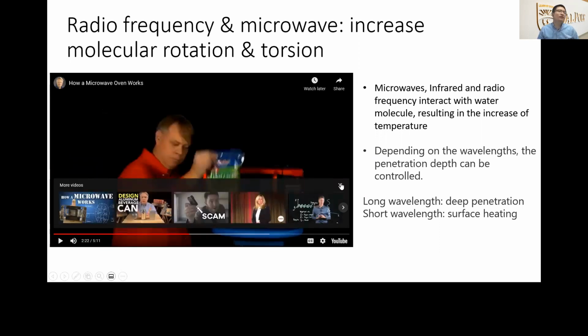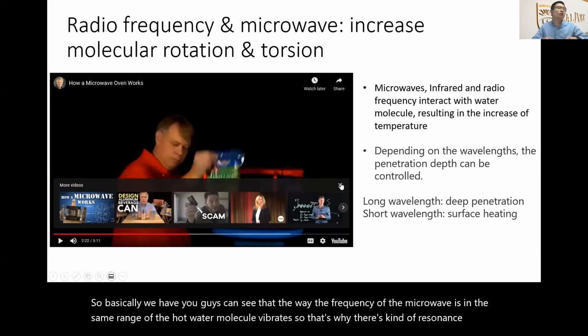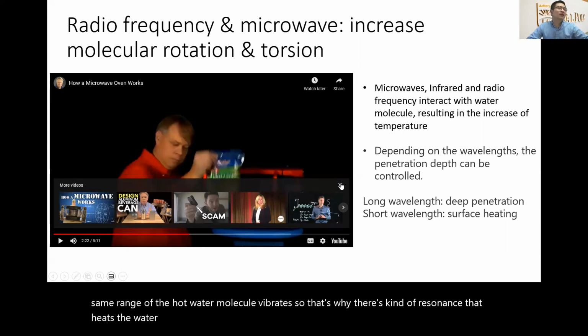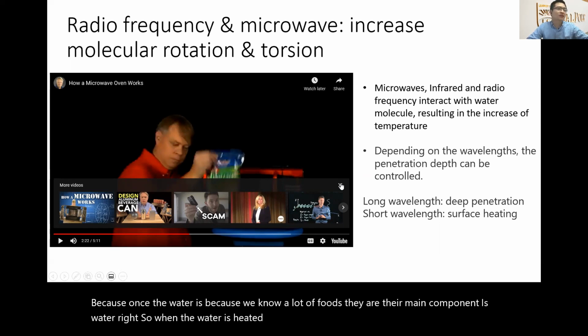So basically, you can see that the frequency of the microwave is in the same range as how water molecules vibrate. That's why there's a kind of resonance that heats the water up, because we know a lot of foods have water as their main component, right? So when the water is heated up, the food also heats up.